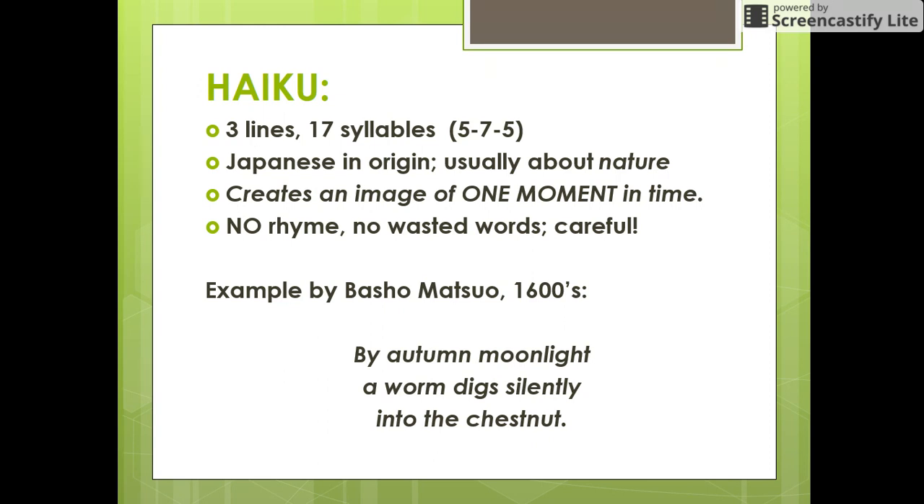If you count the syllables, it's going to be a little bit off, but I'll explain why. By autumn moonlight is 5 syllables, so that fits. A worm digs silently is only 6 syllables. Into the chestnut is 5. So instead of 5-7-5, this is 5-6-5, but that's okay because this was translated from another language, so the syllables are a little bit off if something is translated. If you were to write one or to read one by an English-speaking author, then it would need to fit the exact format.